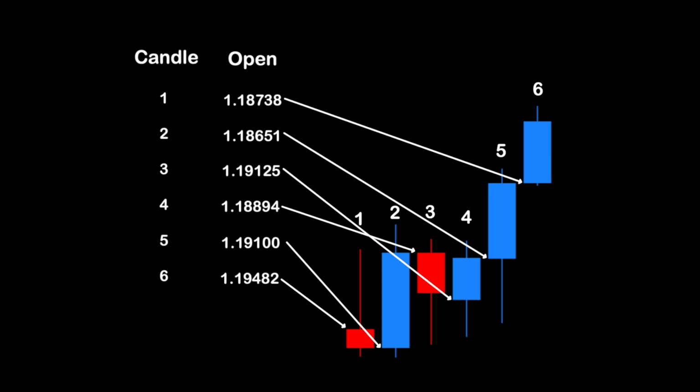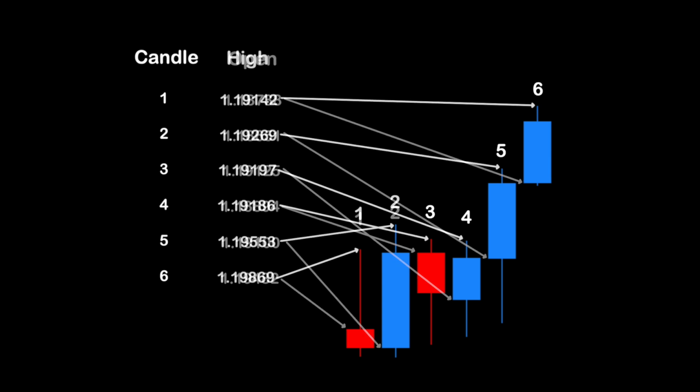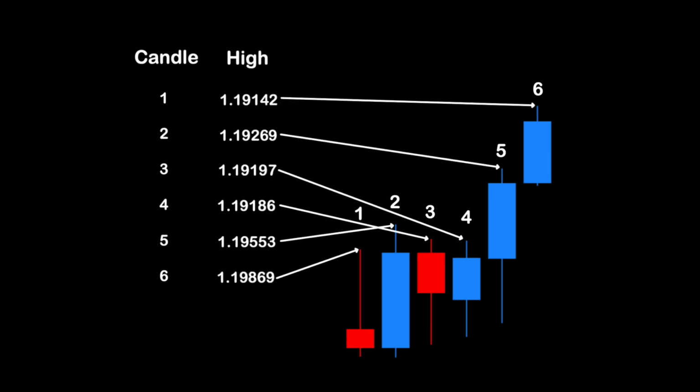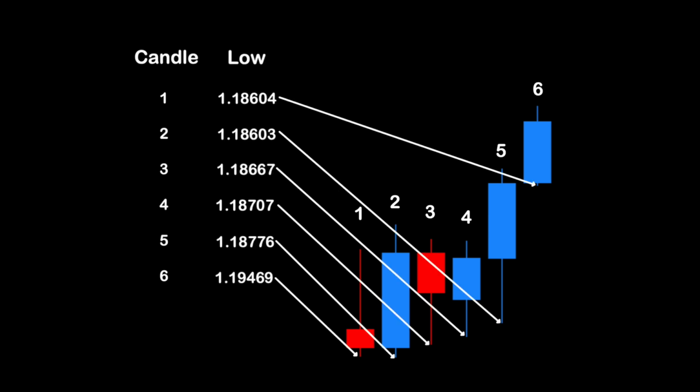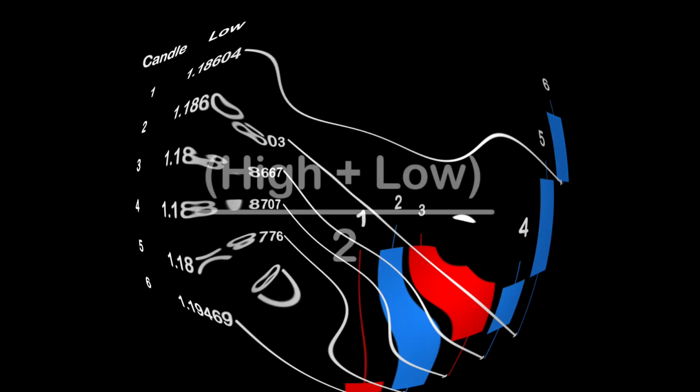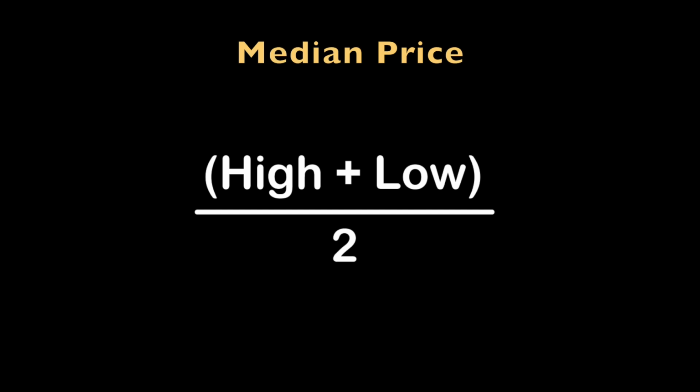Here, the arrow points to the open prices. Next are the high prices for each period. And finally, the lows for each period. Now we'll show you how the median price selection works. Simply stated, it represents the high plus the low divided by 2, giving us a sort of average price of the period.